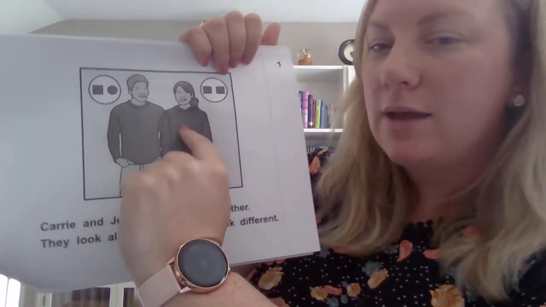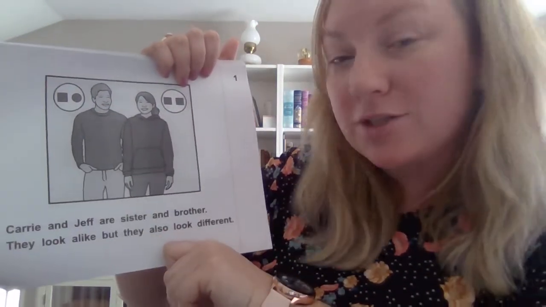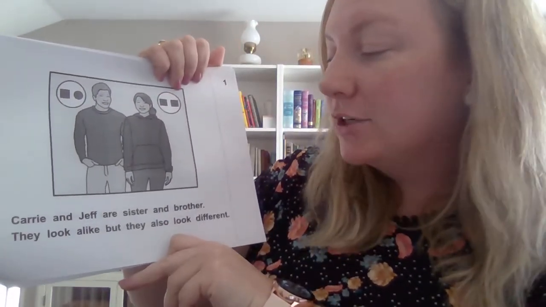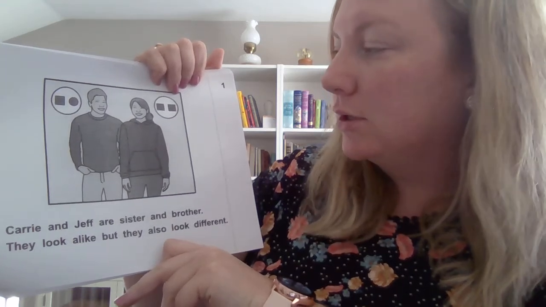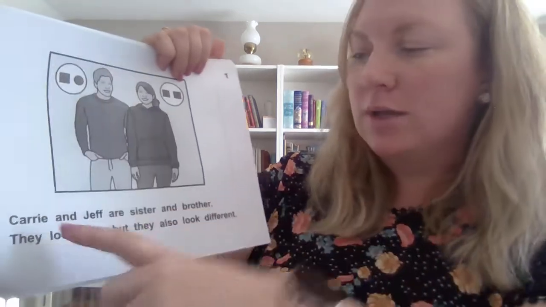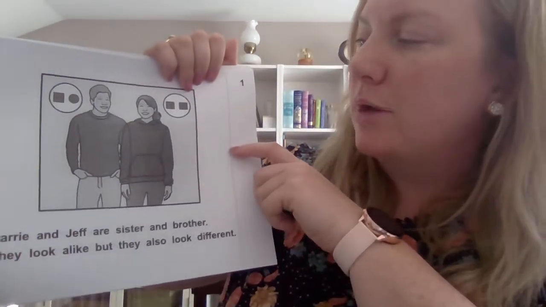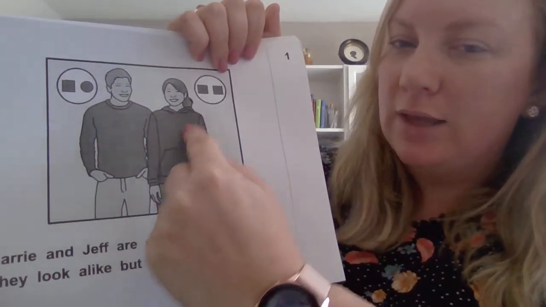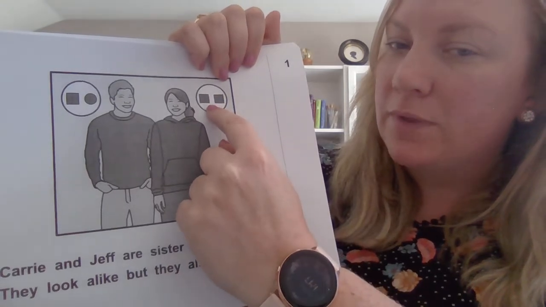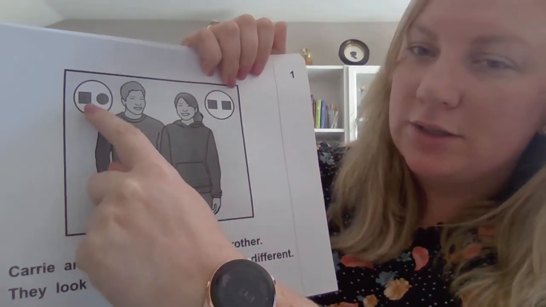Page 1. Carrie and Jeff are sister and brother. They look alike, but they also look different. So Carrie and Jeff are sister and brother. I think that was one of our questions. They are brother and sister, and they look alike, but some parts of them also look different.